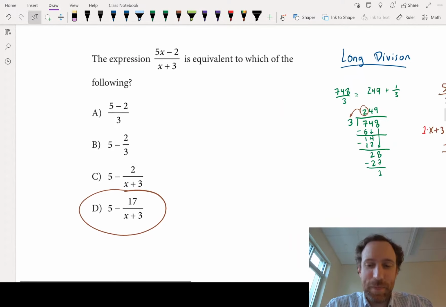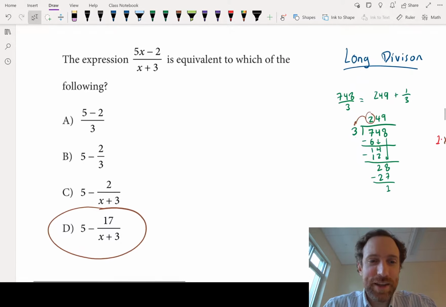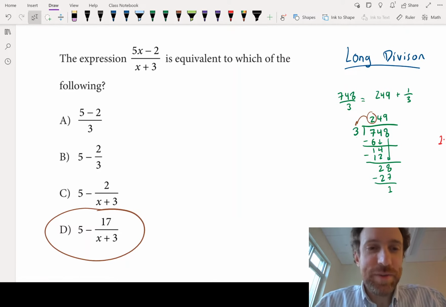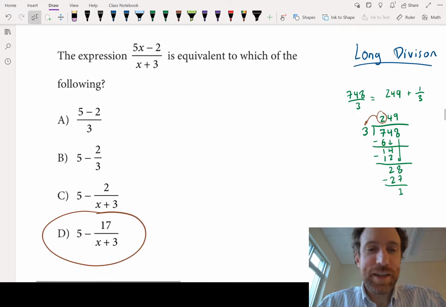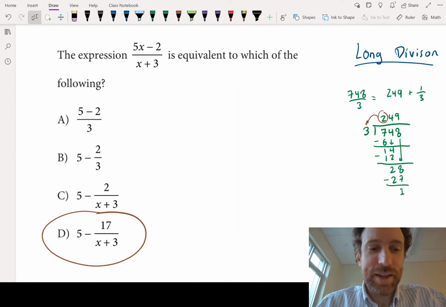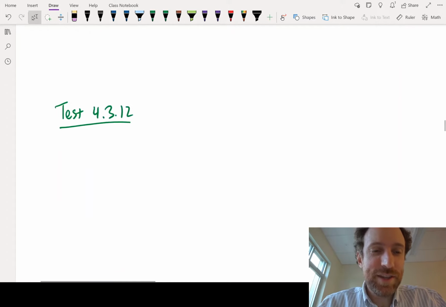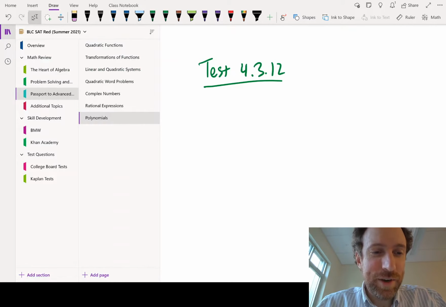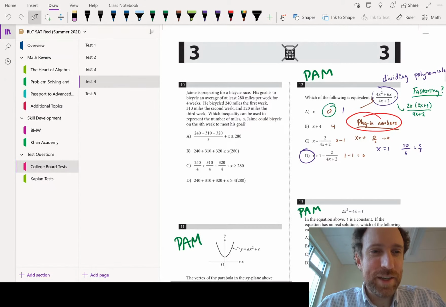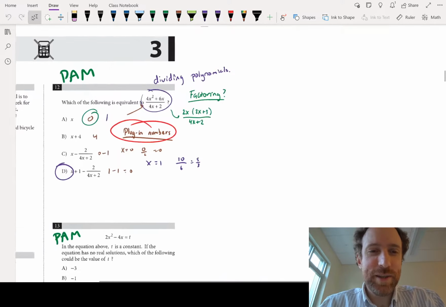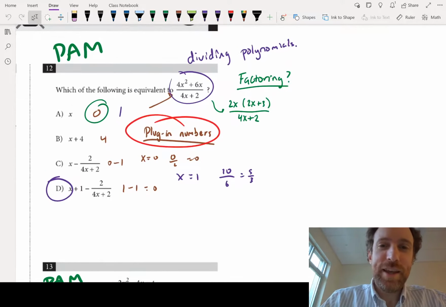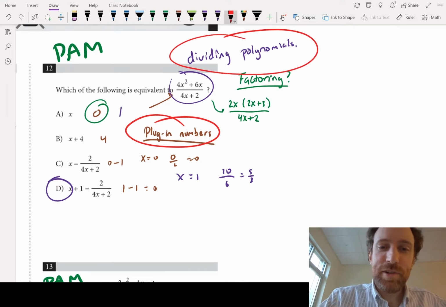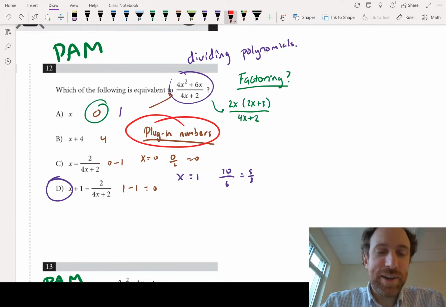Okay, let's try another example. However, we've done a problem like this before on our test. This was test 4, section 3, number 12. Let's take a quick look at that and remember what I said about it when we looked at it. So here I'm in test 4, section 3, number 12. This is the problem. And this problem was about dividing polynomials. That's what I said when I was recognizing what type of question it is.